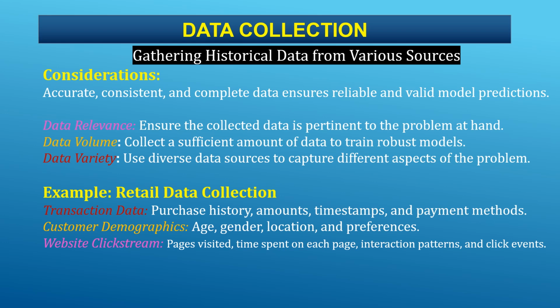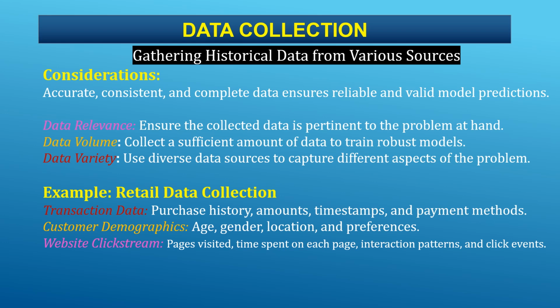This involves collecting data that reflects past events or behavior, which can be used to train predictive models. Consideration: accurate, consistent, and complete data ensures reliable and valid model predictions. Data relevance: ensure the collected data is pertinent to the problem at hand. Data volume: collect a sufficient amount of data to train robust models. Data variety: use diverse data sources to capture different aspects of the problem.